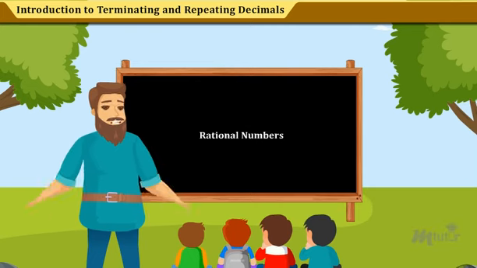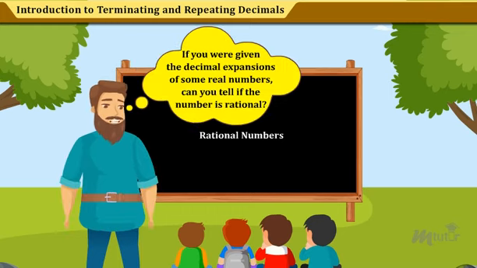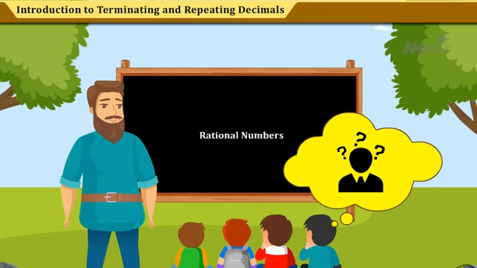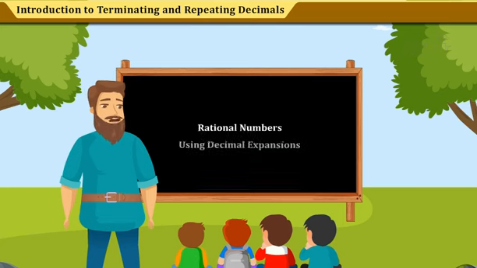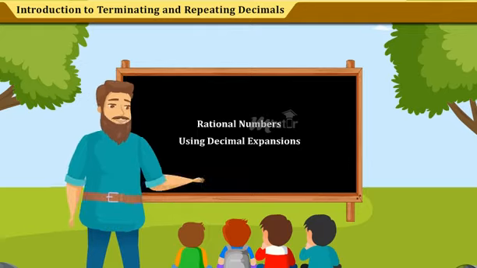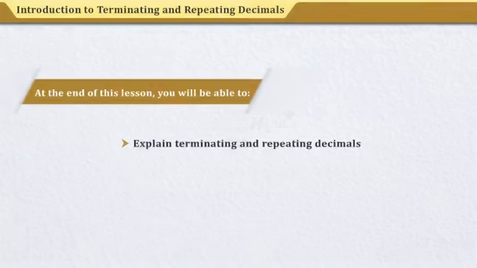Now, the giant had one more question for them. The question was, if you were given the decimal expansions of some real numbers, can you tell if the numbers are rational? Now, the children looked puzzled, and no one knew the answer. So the giant decided to teach the children about finding rational numbers by looking at the decimal expansions. At the end of this lesson, you will be able to explain terminating and repeating decimals.